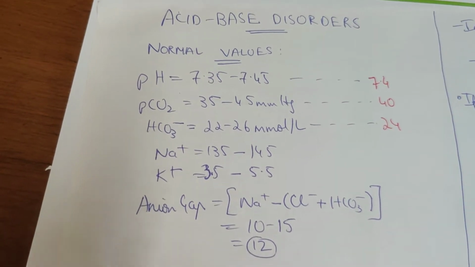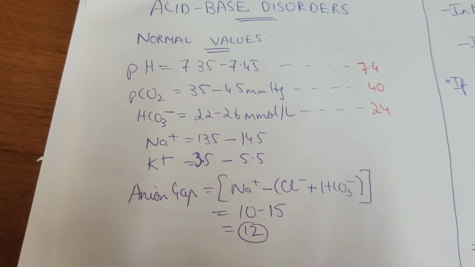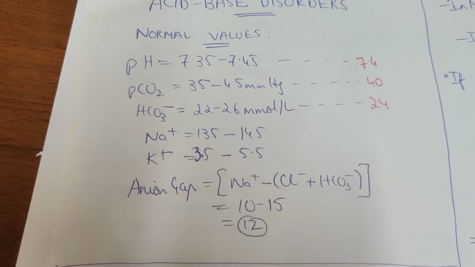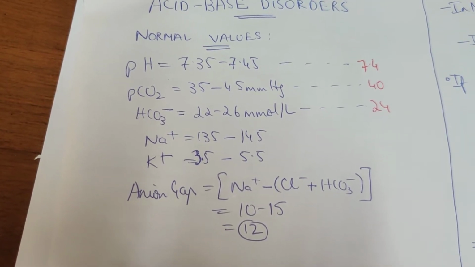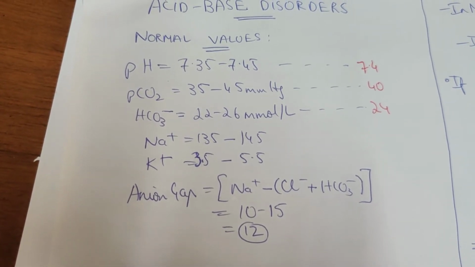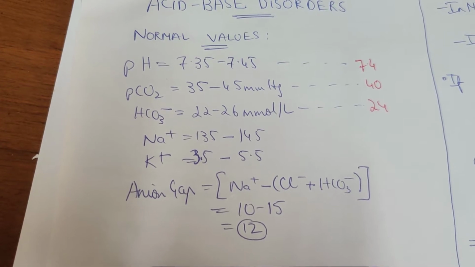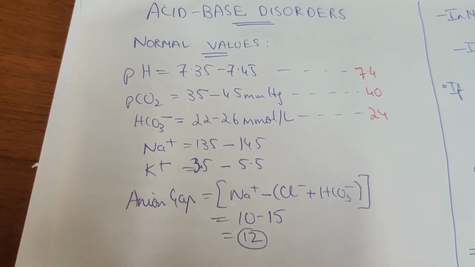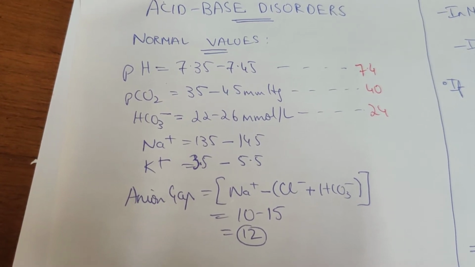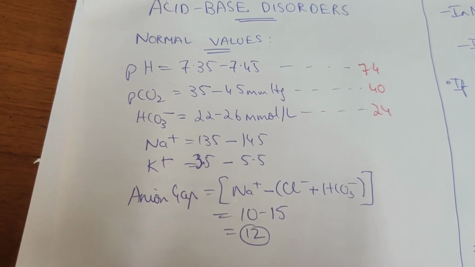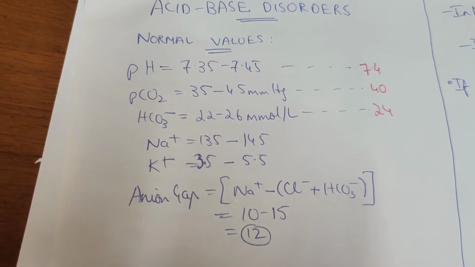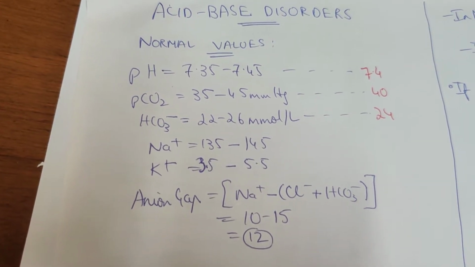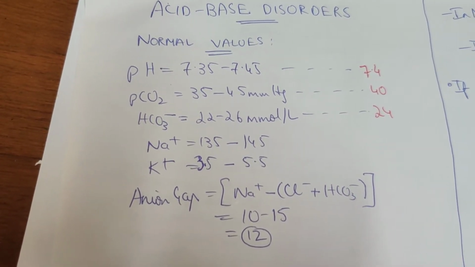And then when you see the anion gap, the normal value lies between 10 to 15, and we would take an average of 12. Okay, so you should note down these normal values. Next we'll move on to the steps of solving an acid-base equation. Beyond that we'll take some problems as well.